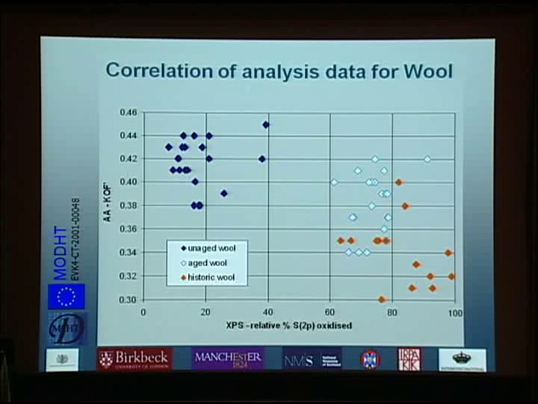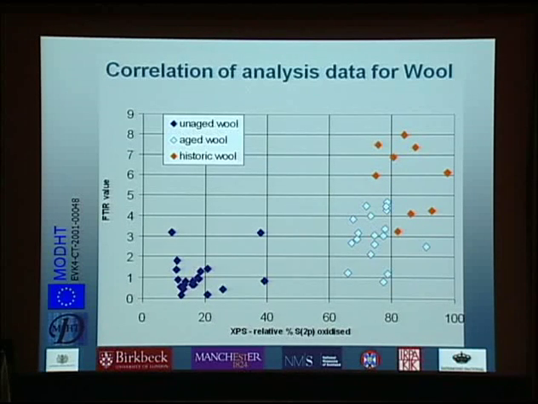chemical analysis, and this one shows, for example, the combination of amino acid analysis and XPS, and the historical wool is marked in orange, and you can see how it's following a trend, and the historic fibers are even further degraded than our accelerated aged models, but they're going on the same trend.